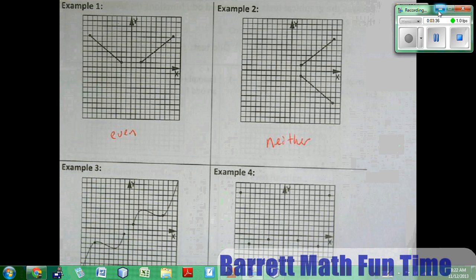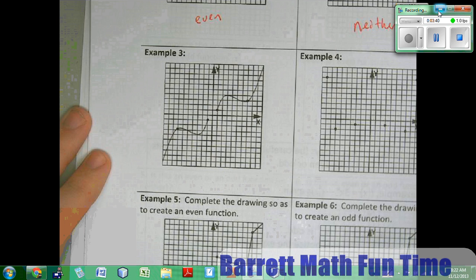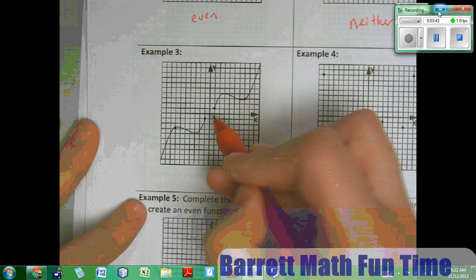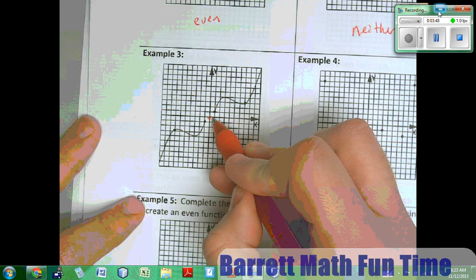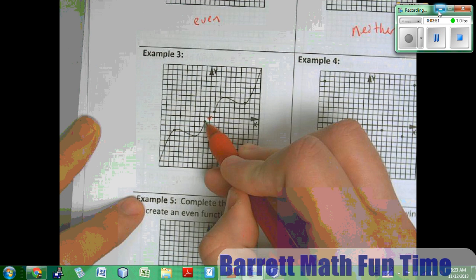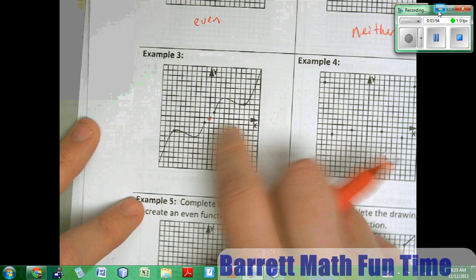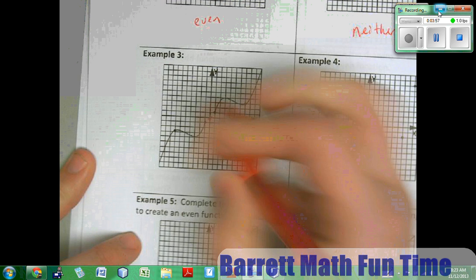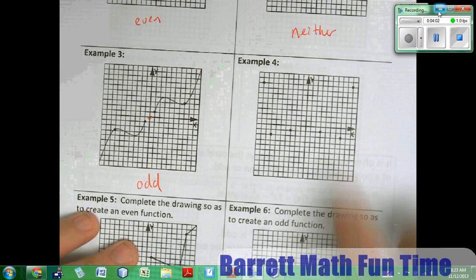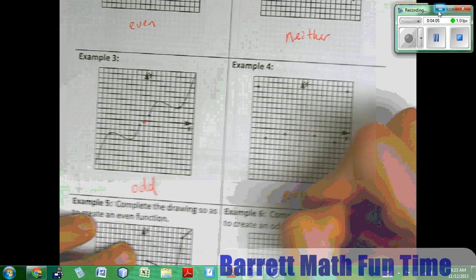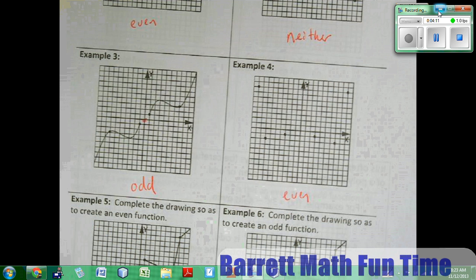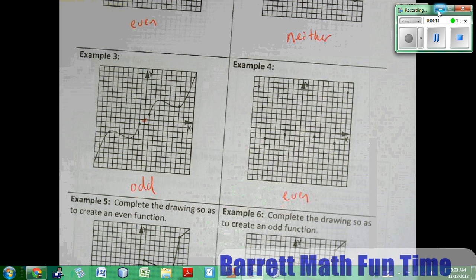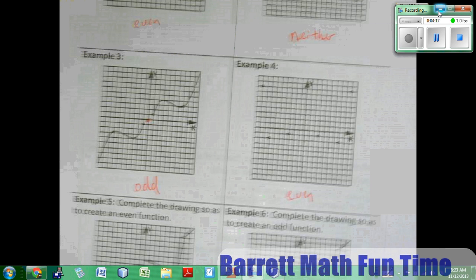Okay. Example 3. This one is odd because here's my middle point, and we go positive 1 up 1, negative 1 down 1, right? So it's symmetrical around this middle point. This is odd. This one is even. You could have folded it right in half. So you mean by folding it, like this? Just like opening a book.